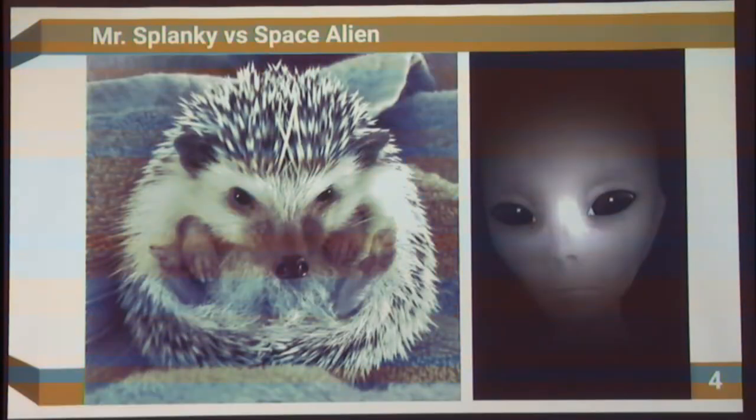To bring this into focus, let me give you an example. On the left is Mr. Splanky. Mr. Splanky is my friend's pet hedgehog. When I saw Mr. Splanky, the first thing I said was, what an unusual pet to have. On the right is a space alien. If my friend had said, hi, this is my pet space alien, I would not have said, wow, that's an unusual pet to have. I would have said, what the bleep is wrong with you? What's going on here? Did I fall into the X-Files or what? And that's the difference between an outlier and an anomaly.